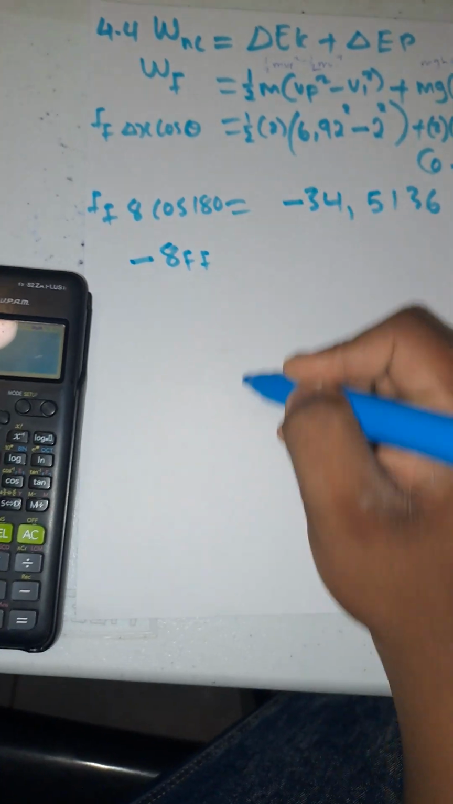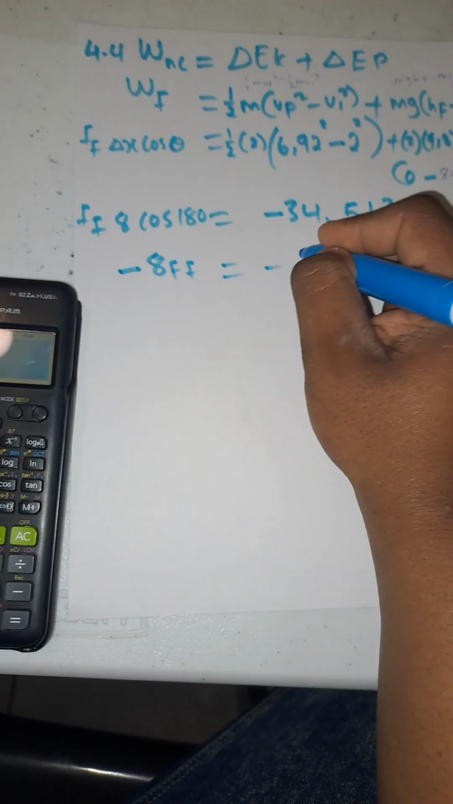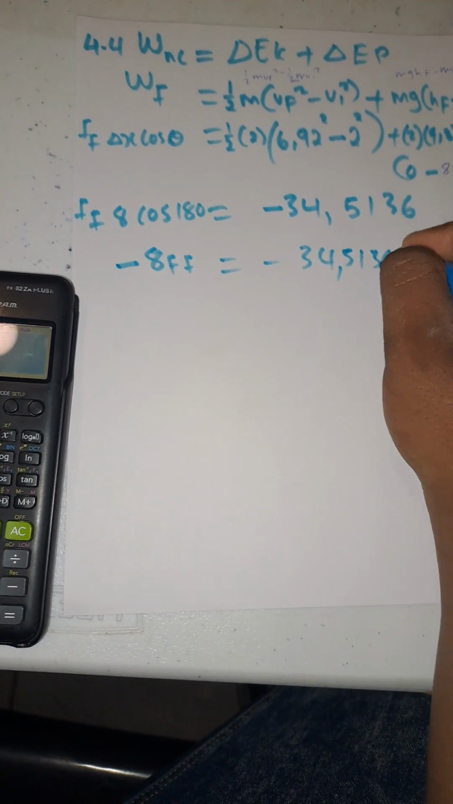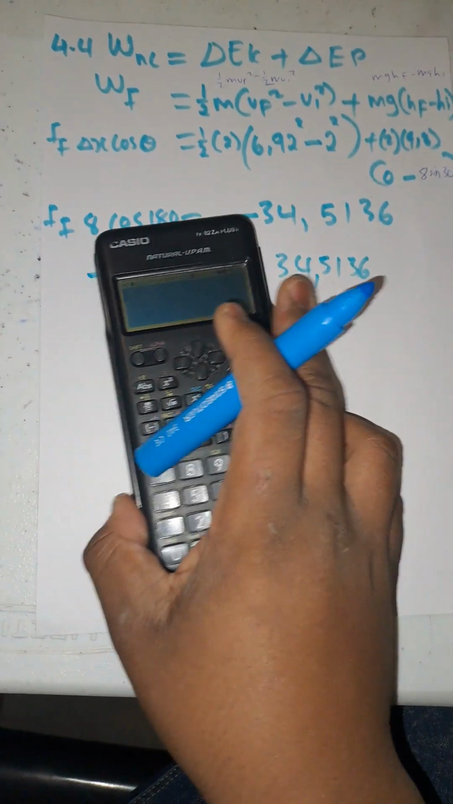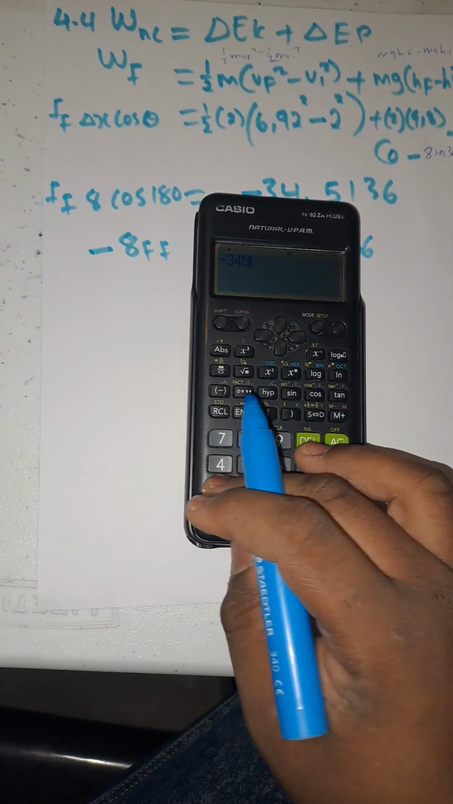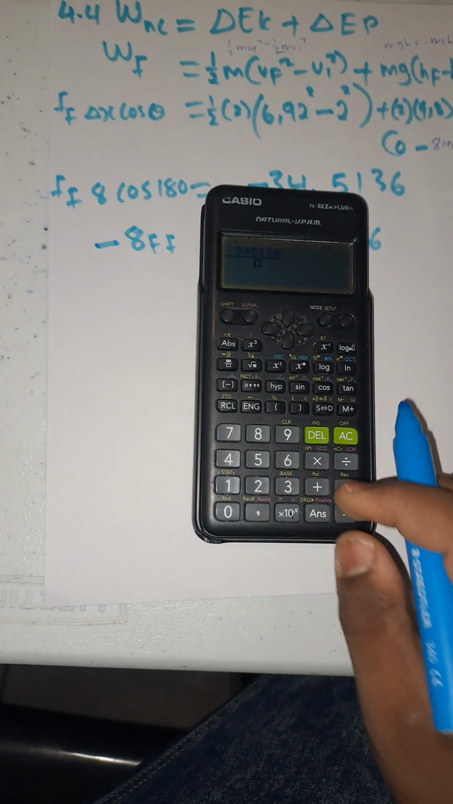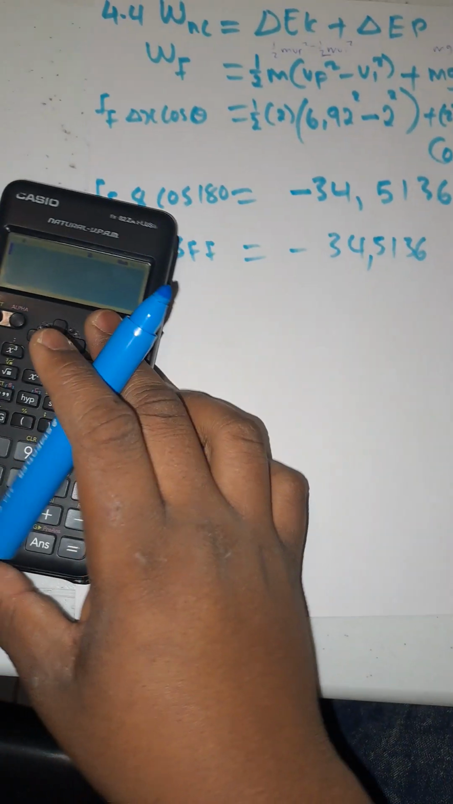8 f there. So I can say Ff, or fk, is equal to negative 34,5136 there. And then I'm going to take out my calculator. Negative 34,5136 over negative 8, and then I'll get my answer. So let's check here.